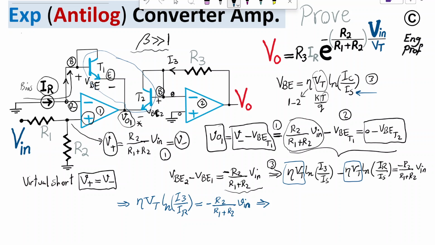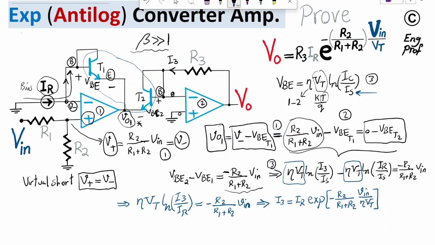So what I'm going to get is almost there, because then next action after that would be I am going to also replace I3 easily. So for now, I3 becomes equal to IR, and then we have exp, or e to the power of course, negative R2 over R1 plus R2 times Vn divided by eta Vt.